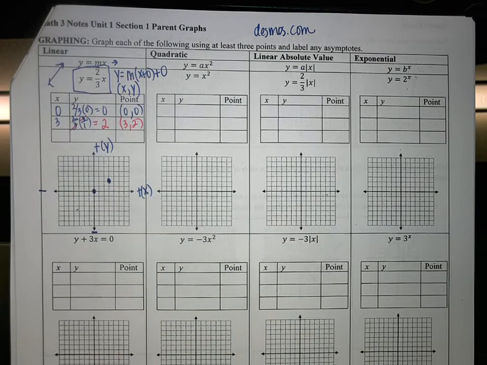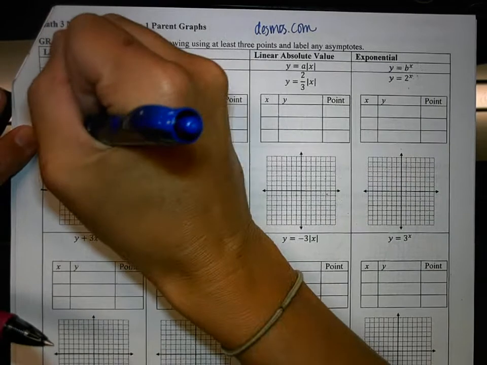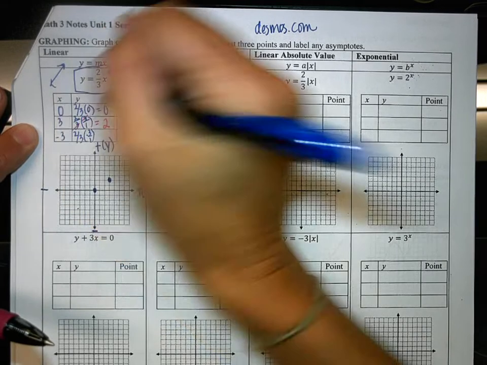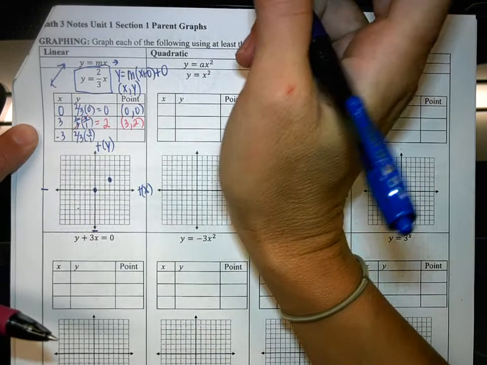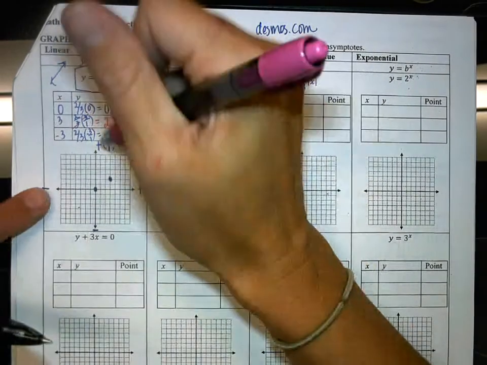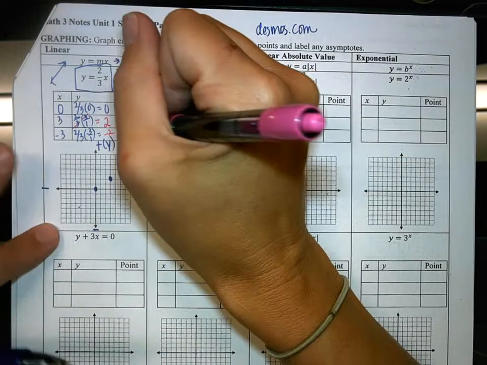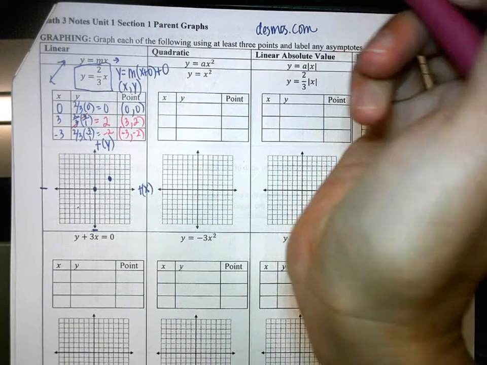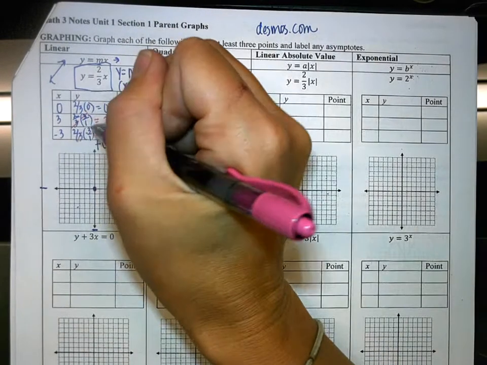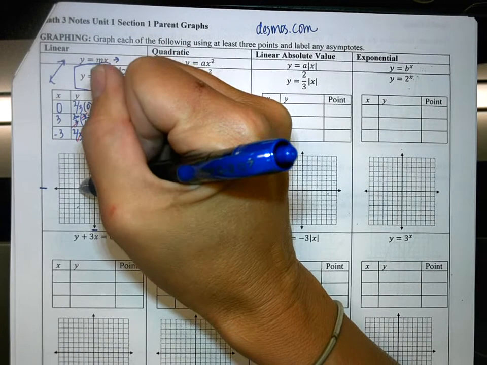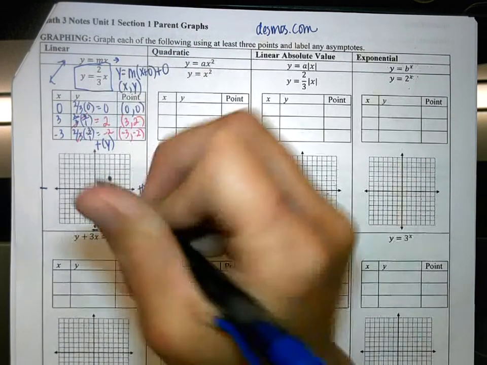What would be a good negative value to choose? Very good, -3. And so 2/3 times -3. Again, the 3s will end up reducing. And what answer would you end up with? -2. And so we end up with -3, -2. So for the -3, we go left 3, down 2, and then you can draw your line.